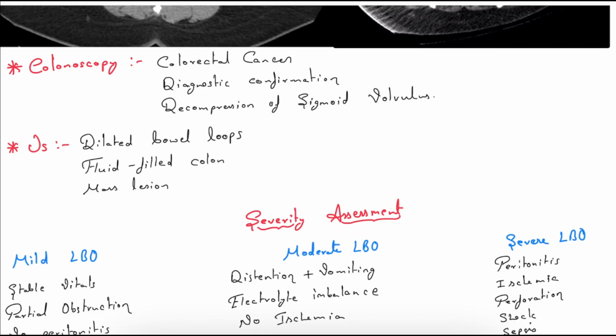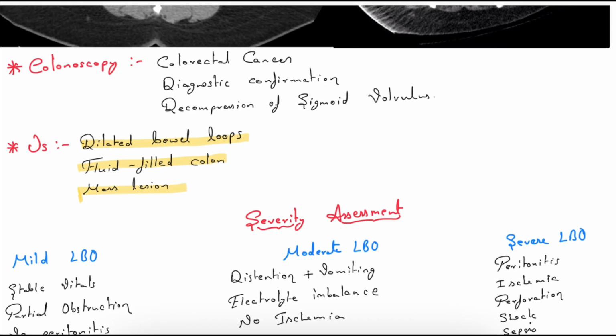Next, we can see ultrasound. Ultrasound has a limited role but is useful in bedridden patients and for initial screening. The main findings we can see in ultrasound are in bedridden patients near the bed. For initial screening, we can see dilated bowel loops, fluid filled colon, and sometimes mass lesions.